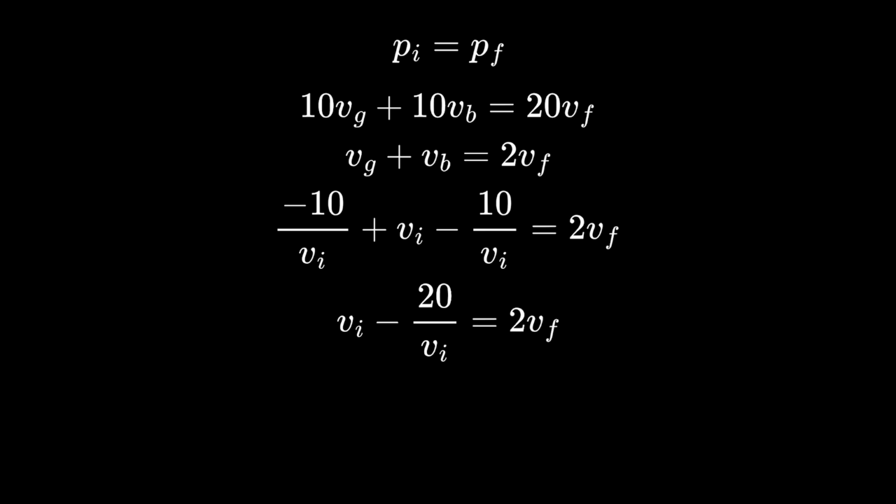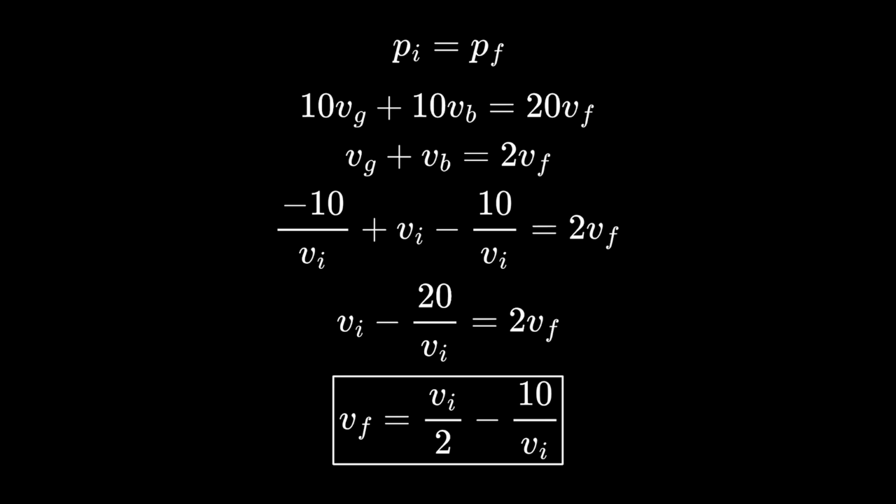Conveniently, the negative 10 over vi terms are like terms. So this combines into vi minus 20 over vi equals 2 vf. And this gives us a nice value for vf of vi over 2 minus 10 over vi. This is probably the last value that's super important to remember or write down.